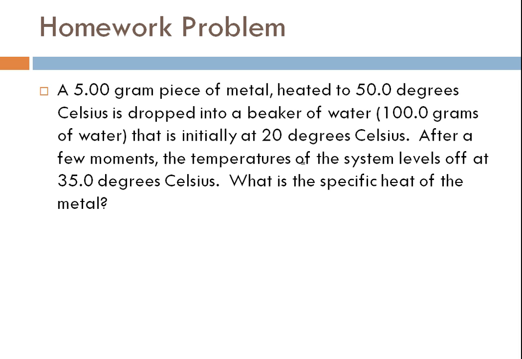There's one last problem to do. A 5-gram piece of metal heated to 50 degrees Celsius is dropped into a beaker of water, 100 grams of water specifically, that's initially at 20 degrees Celsius. After a few minutes, the temperature of the system levels off at 35 degrees. What's the specific heat of the metal?